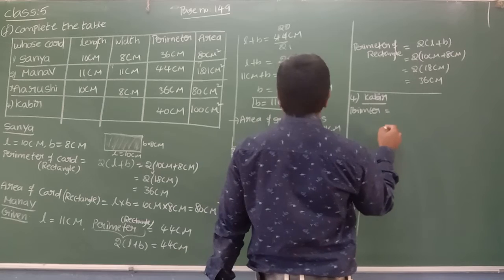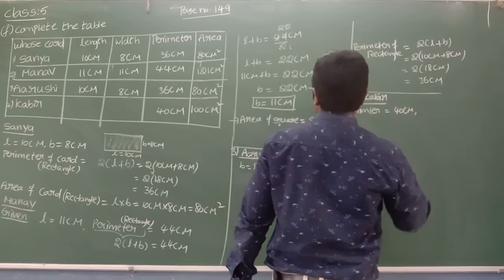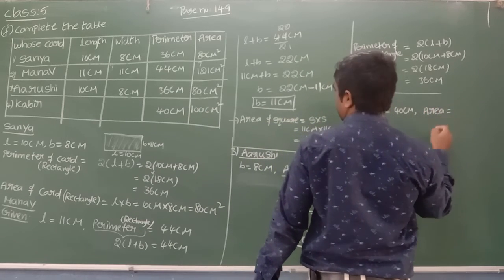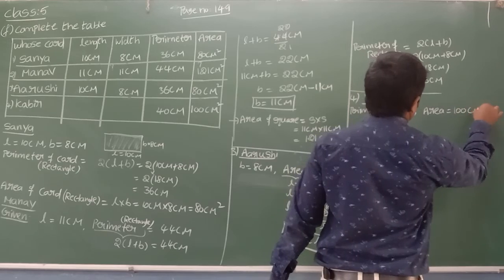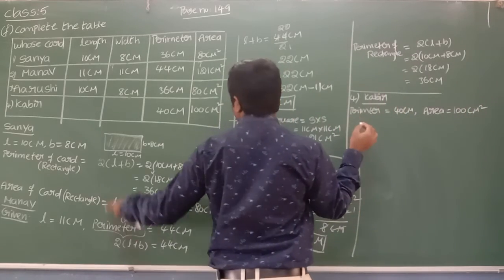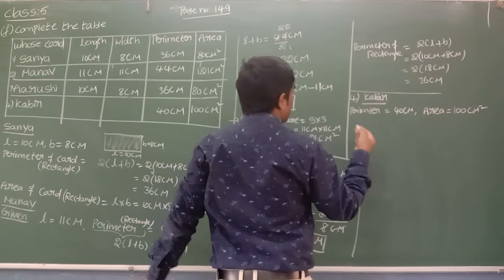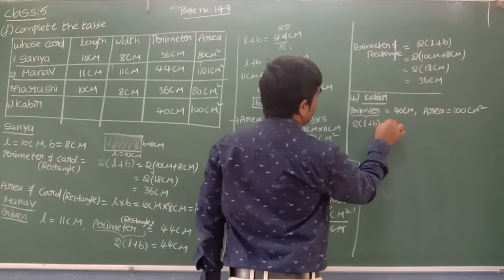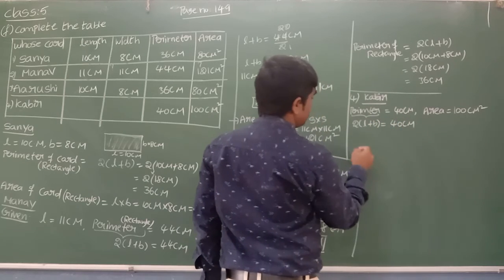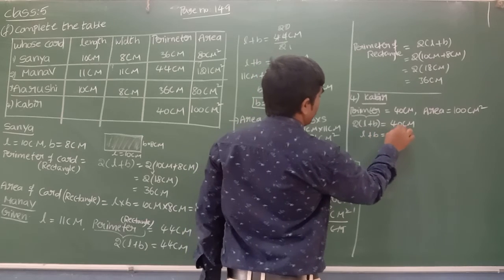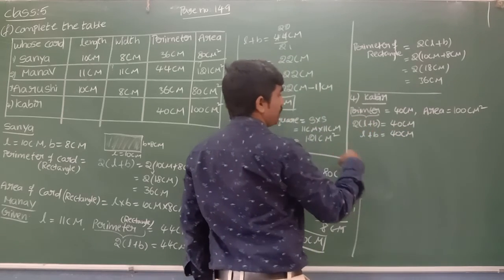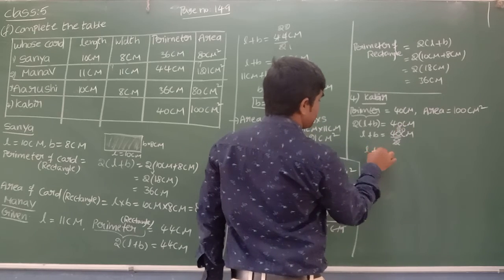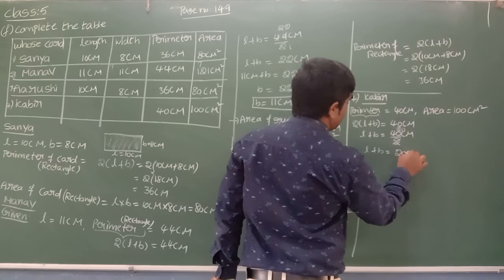Perimeter is equal to how much did they give? 40 centimeters. And area is how much here? Area is equal to 100 square centimeters. Perimeter of rectangle is given by 2 into (L plus B) equals 40 centimeters. So L plus B is equal to 40 by 2. 2 twos are 4, 2 tens are 20. So L plus B is equal to 20 centimeters.